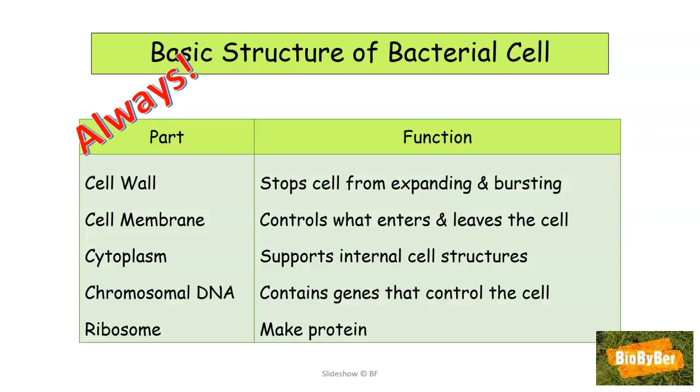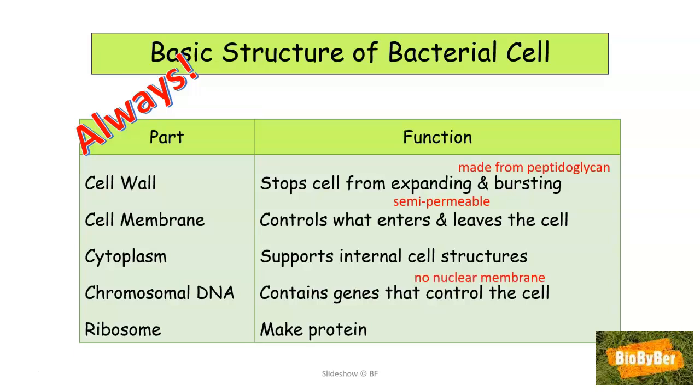Now, bacteria cells always have cell walls. The cell wall stops the bacterial cell from expanding and bursting. The cell wall is made from a material called peptidoglycan, for people able for a bit more. And of course, this is very different from the cell wall of a plant cell, which is made of cellulose, and the cell wall of a fungus, which is made from chitin. The cell membrane controls what enters and leaves the cell. It is semi-permeable.